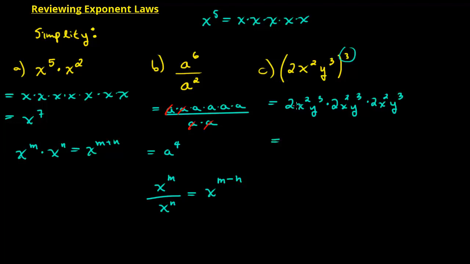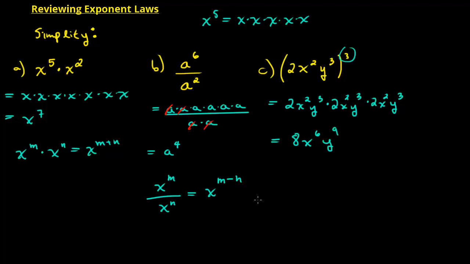And now I'm multiplying. Multiplication is commutative, so I can multiply in whatever order I want. I can multiply 2 times 2 times 2, which would be equal to 8. I can multiply x squared times x squared times x squared, which would be x to the power of 6, because I would have x to the power of 2 plus 2 plus 2, which is x to the power of 6. And then I would have y to the power of 3 plus 3 plus 3, which is y to the power of 9.